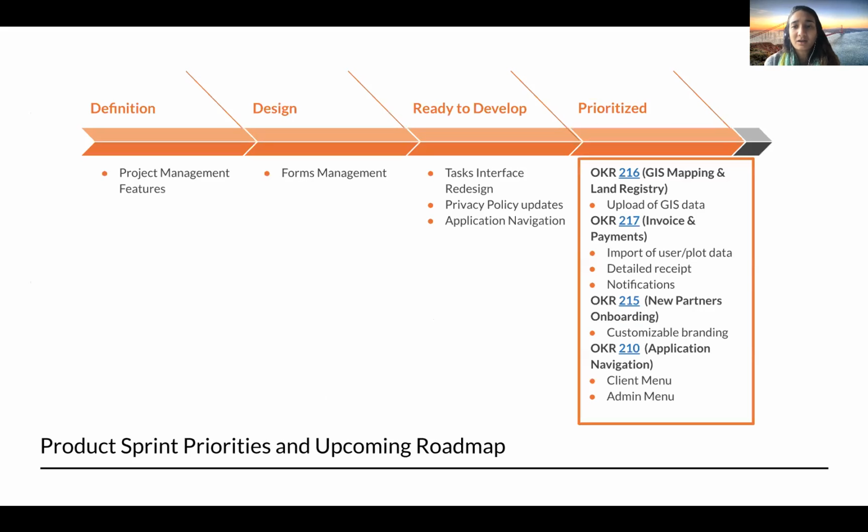In the coming sprint, our priorities are slightly different from what they have been in the last few sprints. GIS and land registry continues to be a high priority. Invoice and payments continues to be a high priority. But we've added two new priorities in the mix, which is around new partners onboarding and application navigation redesign.